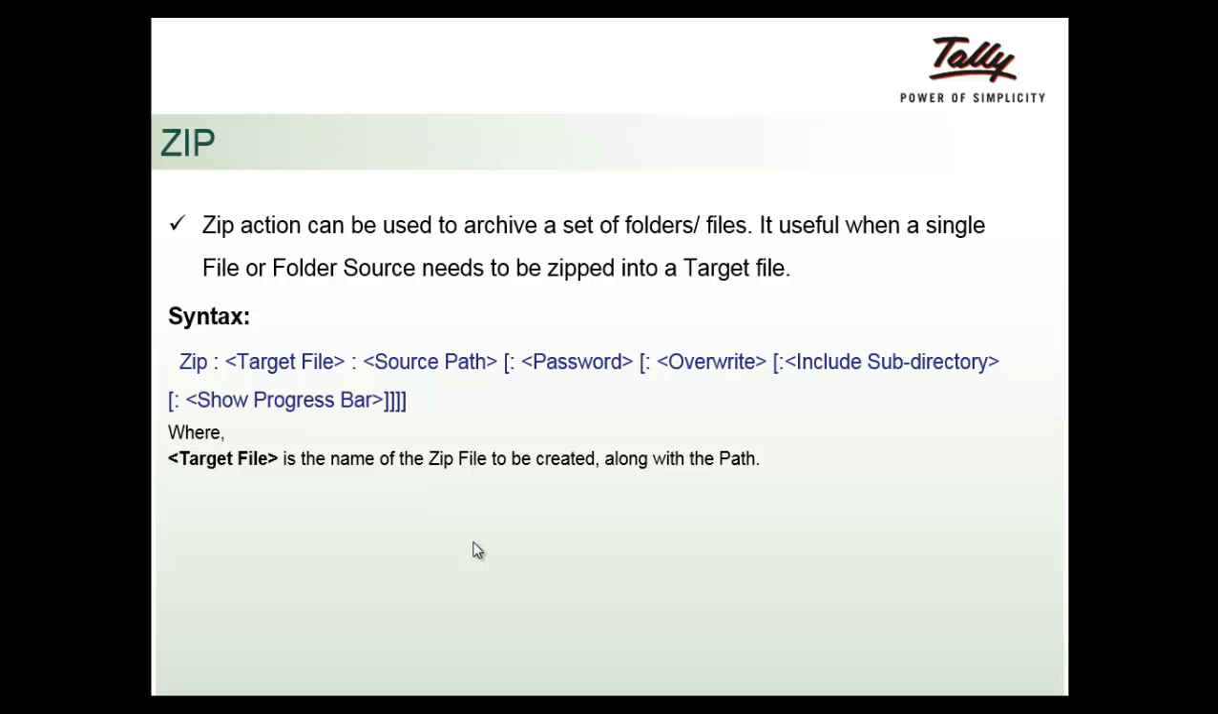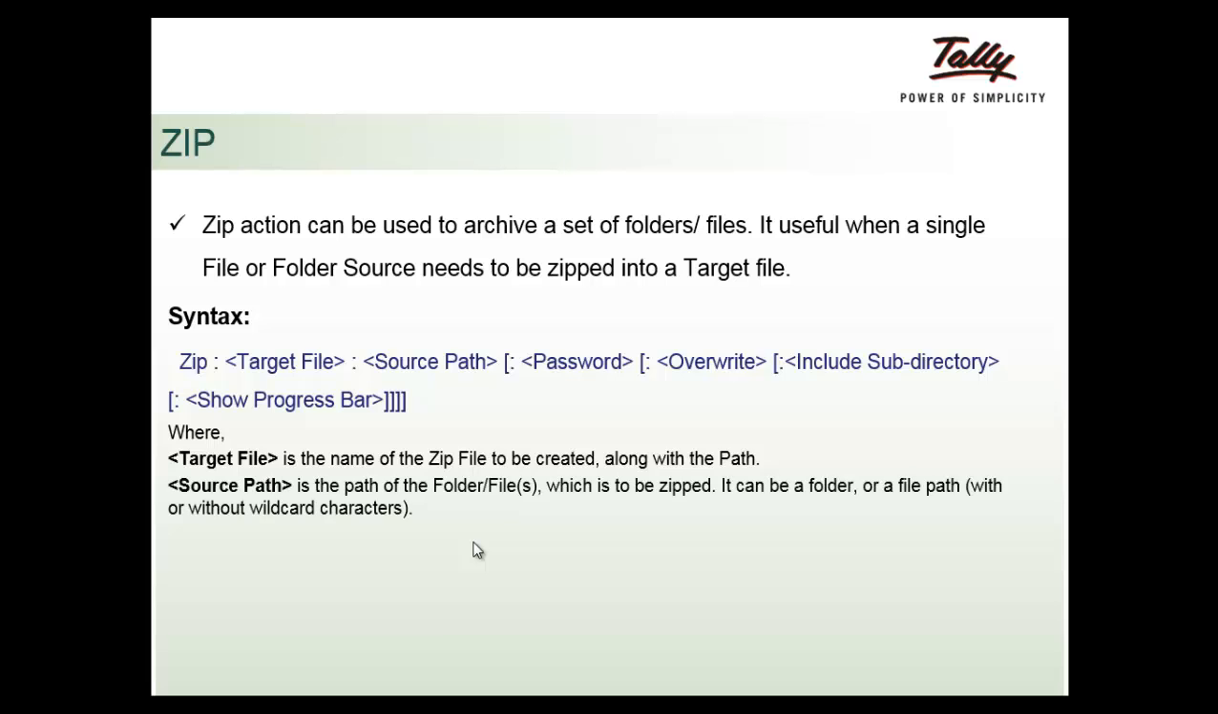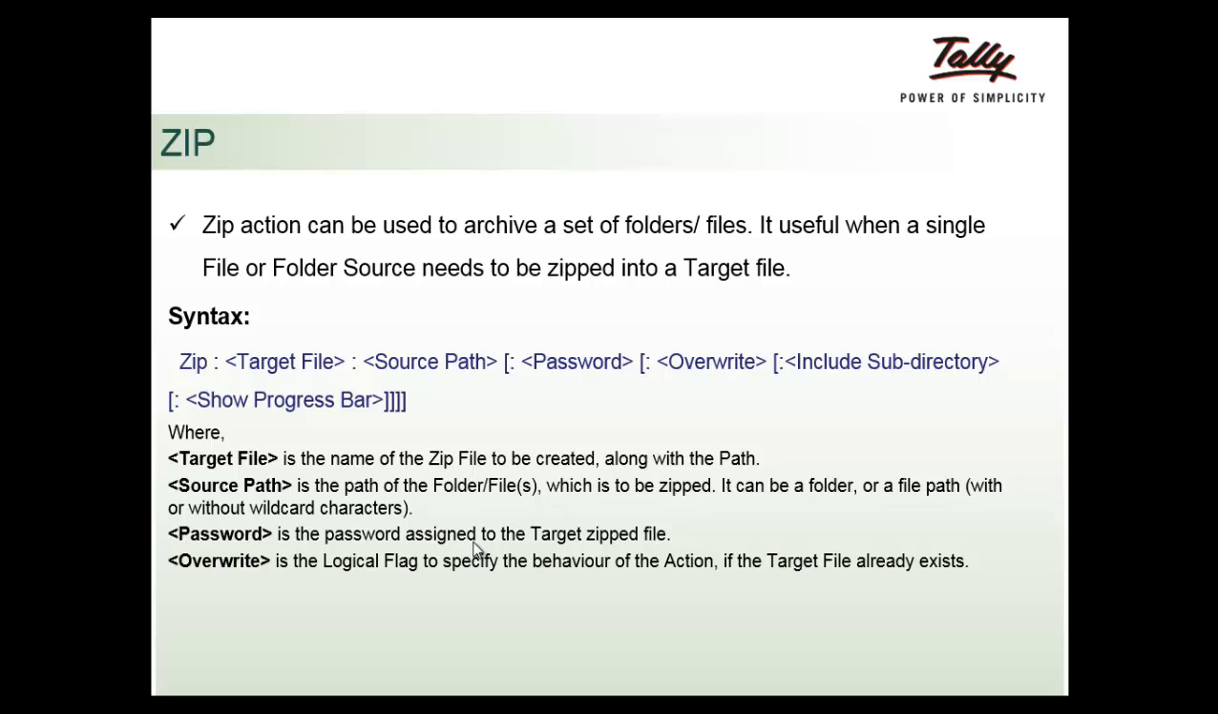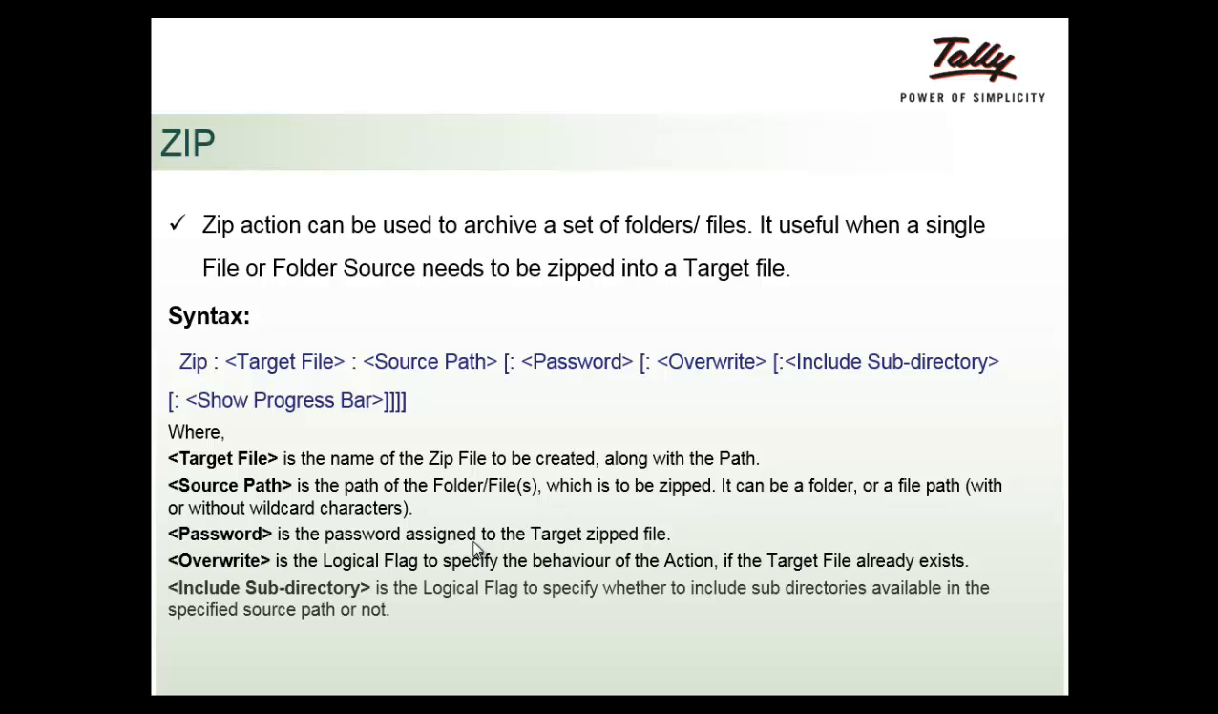So for the zip action, you follow the zip action keyword with the target file. That is the name of the zip file that is to be created, along with the path. Then you give the source path, that is, the path of the folders or files which need to be zipped. It can end with a folder or a file path, with or without a wildcard character. Then you can specify the password that has to be assigned to the zip file, and then you can give an overwrite option, that is, if a similar zip file is already available in the target file path, whether you want to overwrite it or not.